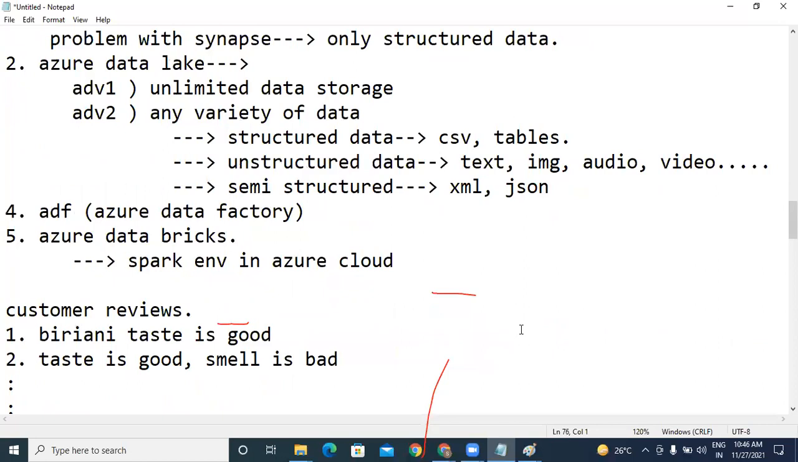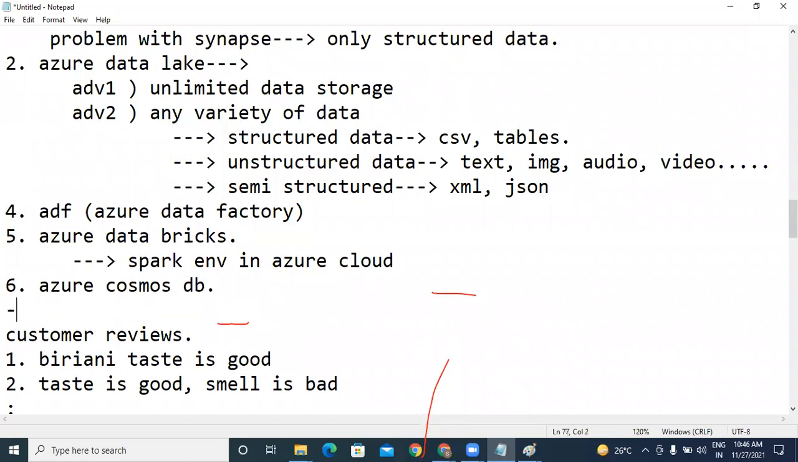This is also important nowadays for data engineers. Azure Cosmos DB. Anyone has an idea about it? It's a Microsoft NoSQL database. Exactly, sir.